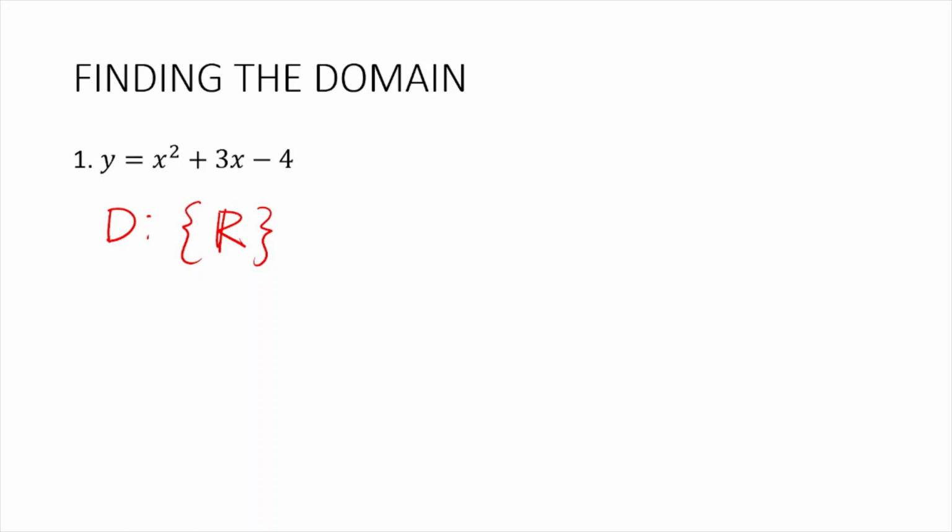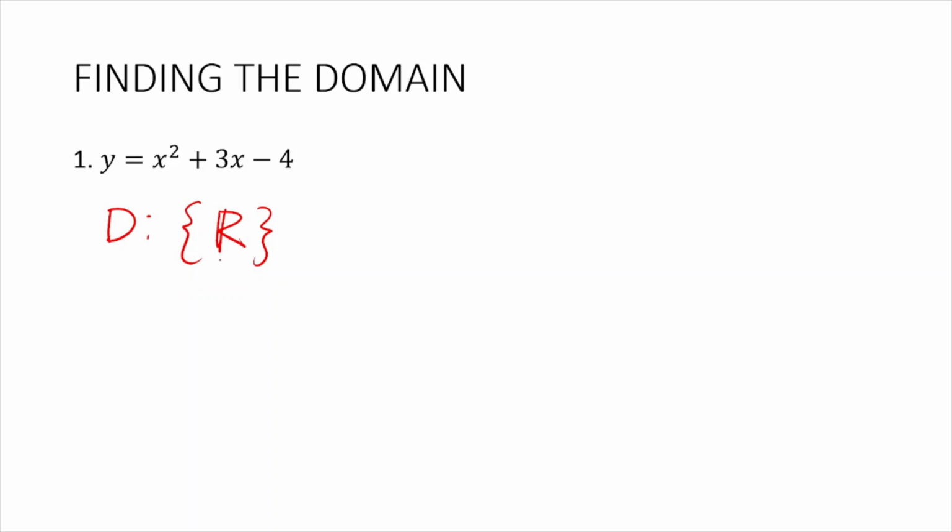This actually holds true for all polynomial functions. So if it's not a rational function, if it's not a radical function, if it's just a simple polynomial function of any degree, say quadratic function, cubic, and so on and so forth, if it's just a plain polynomial function, then the domain is the set of all real numbers. And this manner of writing the domain is what we call the set notation. We can also present the domain using the interval notation.